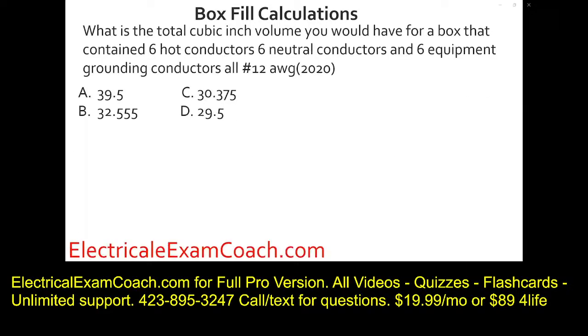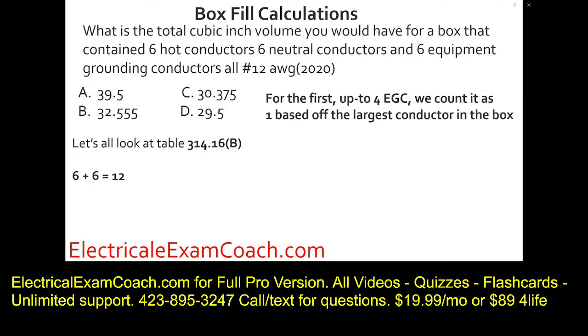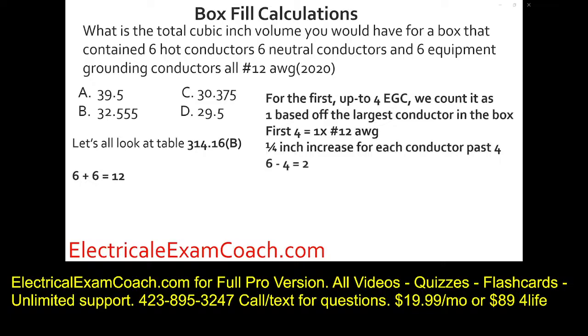What is the total cubic inch volume you would have for a box that contained 6 hot conductors, 6 neutral conductors, and 6 equipment grounded conductors, all of the 12-gauge persuasion in the 2020 and the 2023? First thing we're going to do, we know we take the 6 hots and the 6 neutrals, and we're going to set that to the side. Now we got to deal with the equipment grounding conductors. For the first 4, it's going to count as 1. So we need to figure out how many we are past 4. We have 6 total, minus that 4. That means we are 2 past 4.